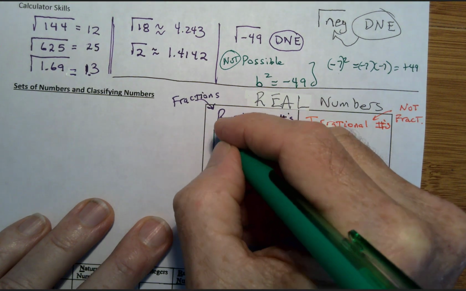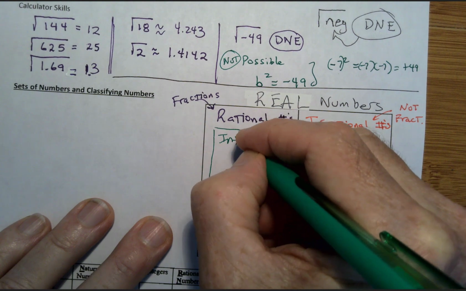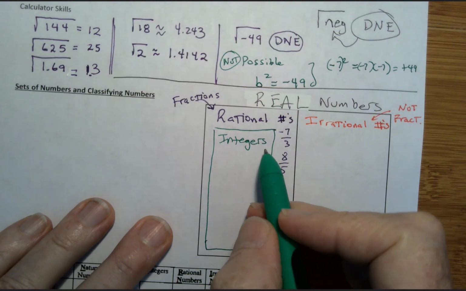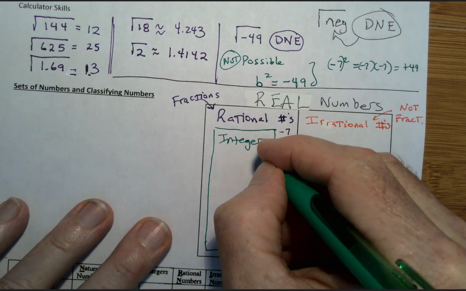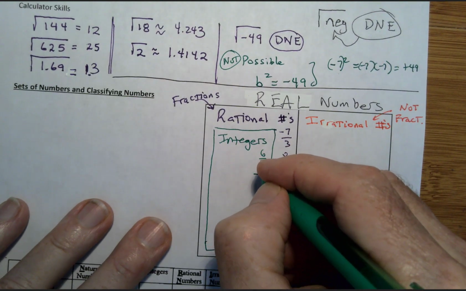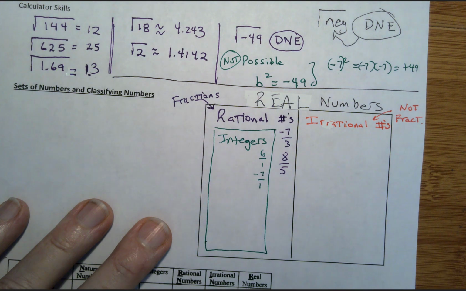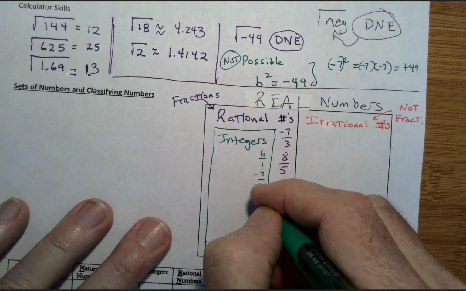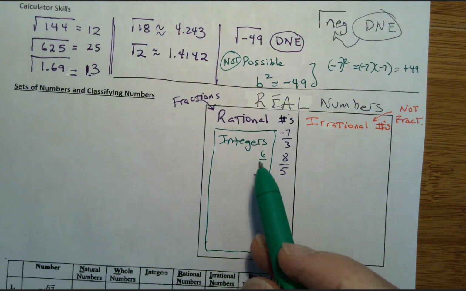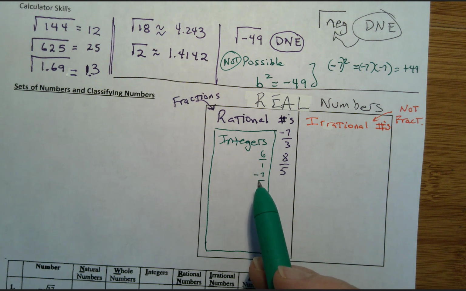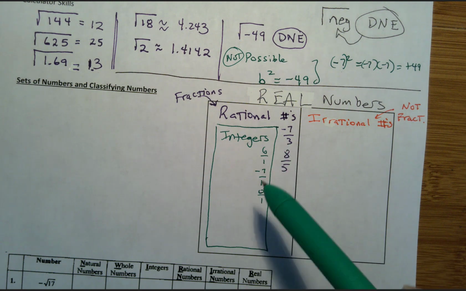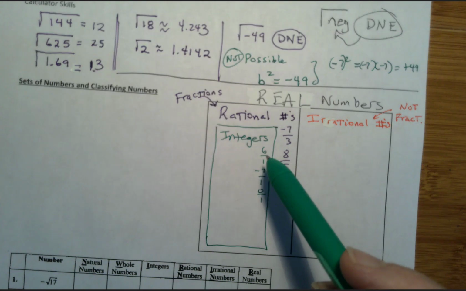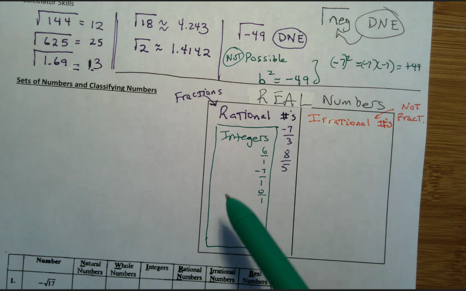called integers. Because integers are a special kind of fraction, like 6 over 1, or negative 7 over 1, or even 0 over 1. These are all integers because 6 over 1 is 6, negative 7 over 1 is negative 7, 0 over 1 is 0. These are special kinds of numbers that we call the positive, the negative, and 0 counting numbers.